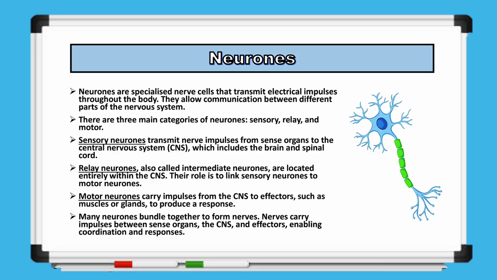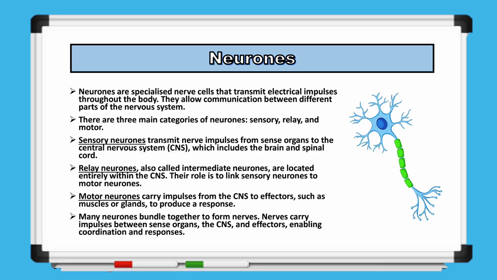For instance, when you touch a hot object, neurons send signals from the skin to the brain. The brain then sends signals back through neurons to the muscles, causing your hand to pull away quickly. In simple terms, neurons work like messenger wires that transfer information between the brain, spinal cord, and the rest of the body. There are 3 main types of neurons: sensory neurons, relay neurons, and motor neurons.